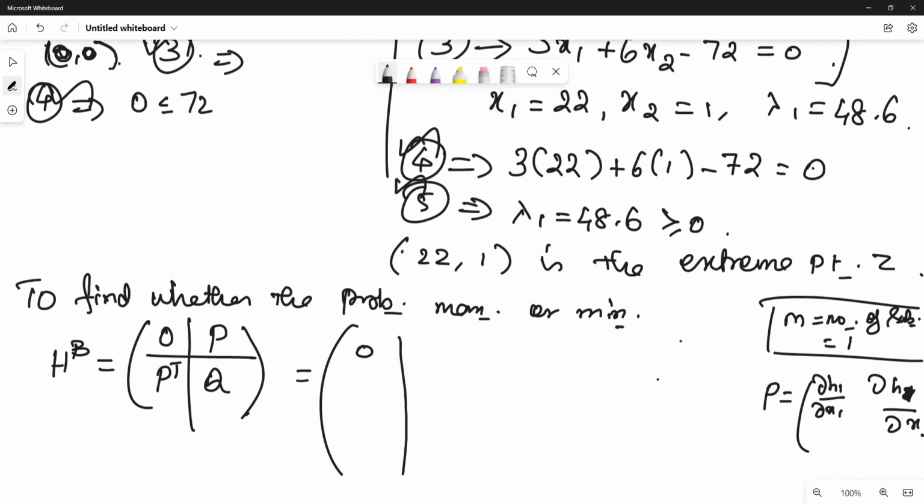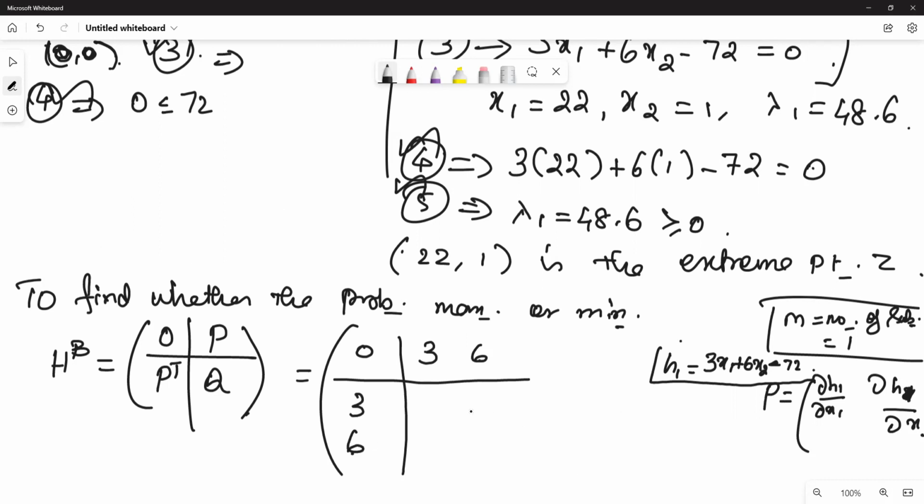What is H1? Here we have taken only H1. H1 is 3x1 plus 6x2 minus 72. This is our H1. So ∂H1/∂X1 we will get as 3, and ∂H1/∂X2 we will get as 6. Next, P transpose. So the first row will become the first column.